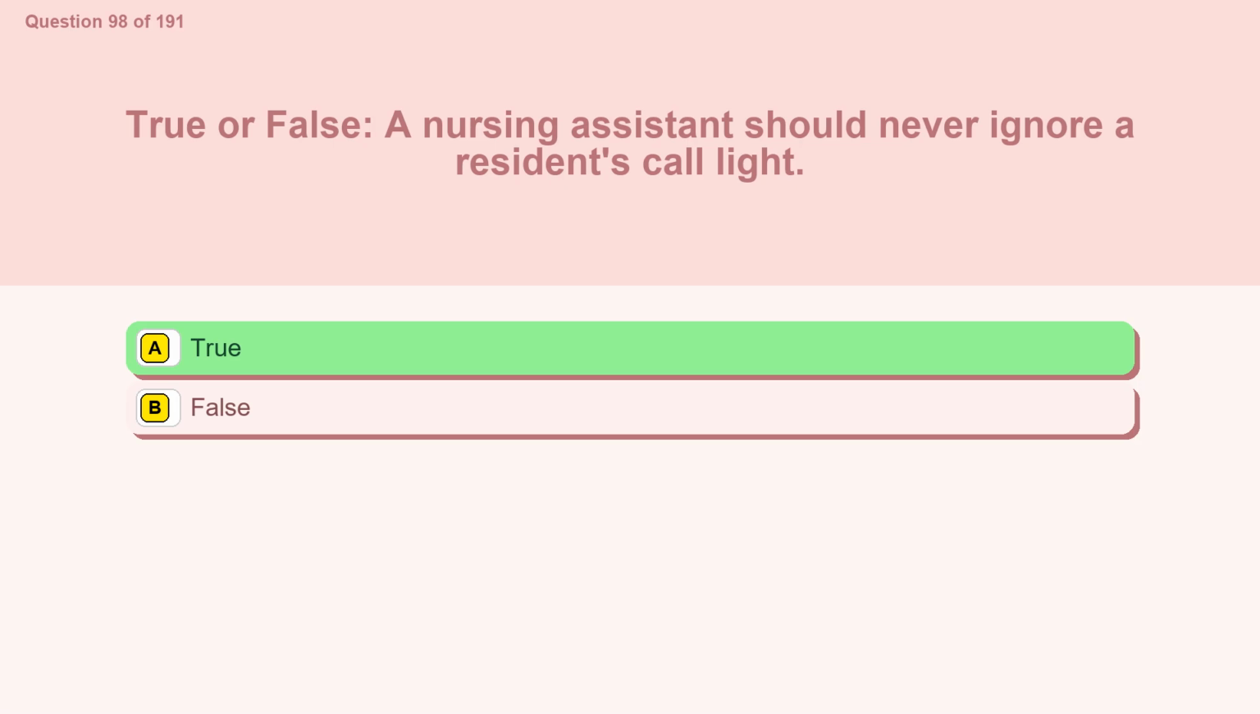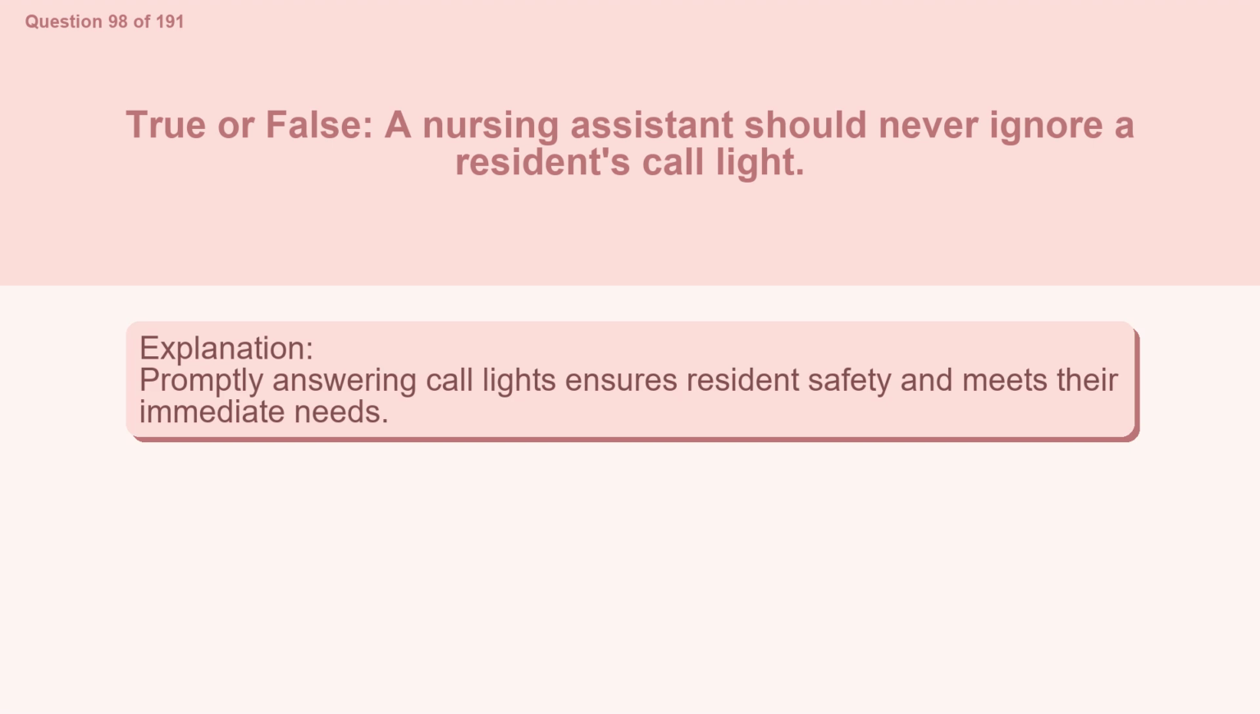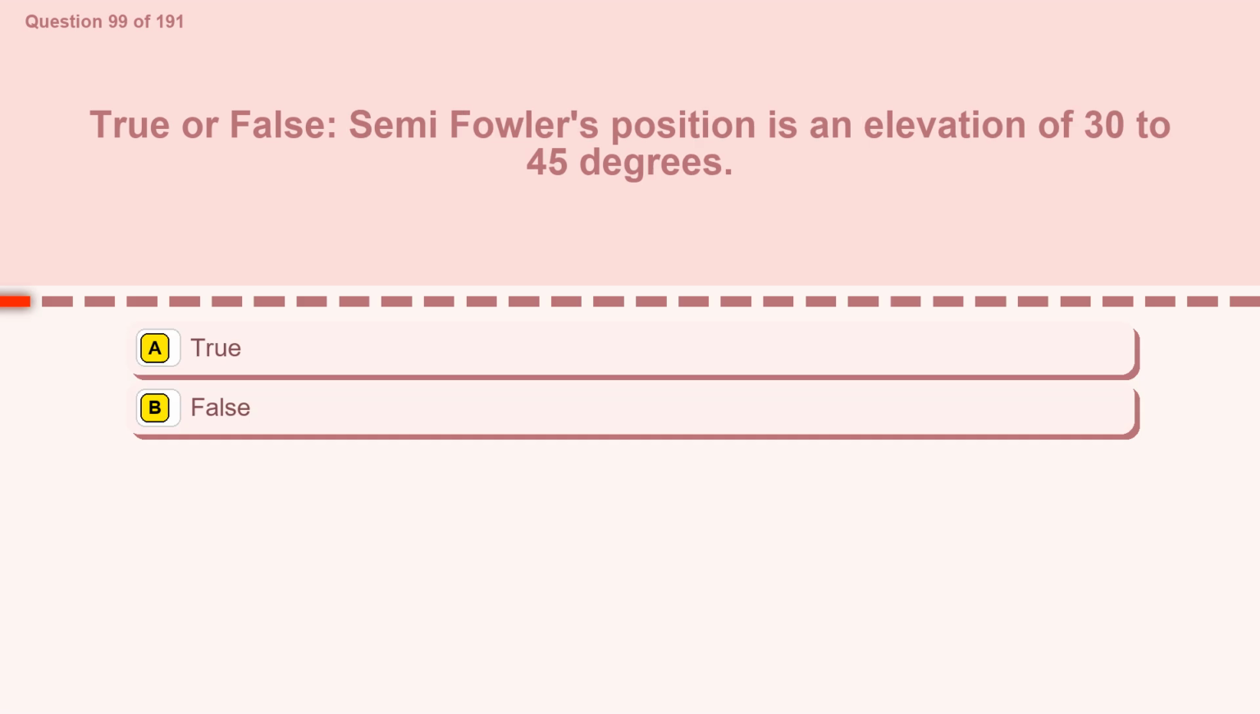The correct answer is option A, true. Promptly answering call lights ensures residents' safety and meets their immediate needs. Question 99. True or false, semi-Fowler's position is an elevation of 30 to 45 degrees? Option A, true. Option B, false.